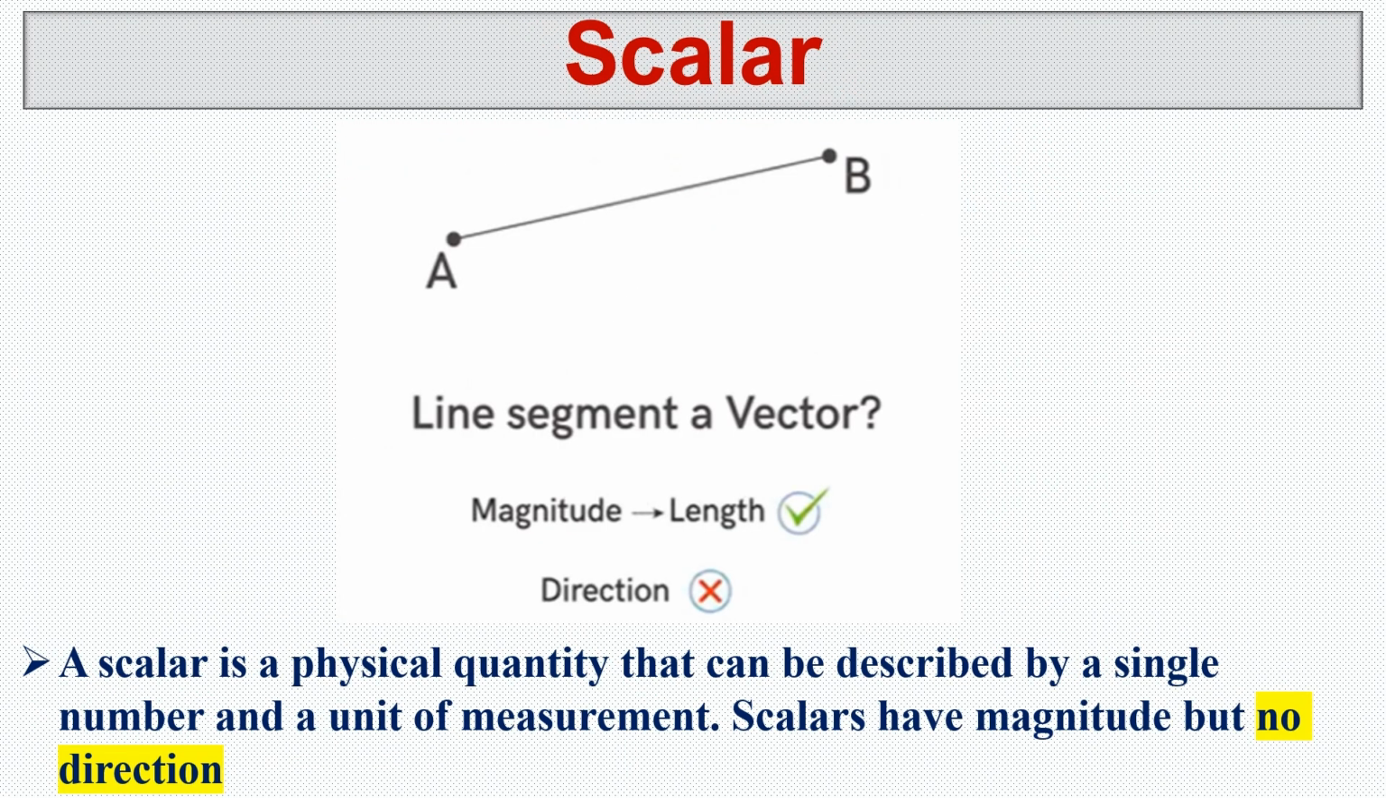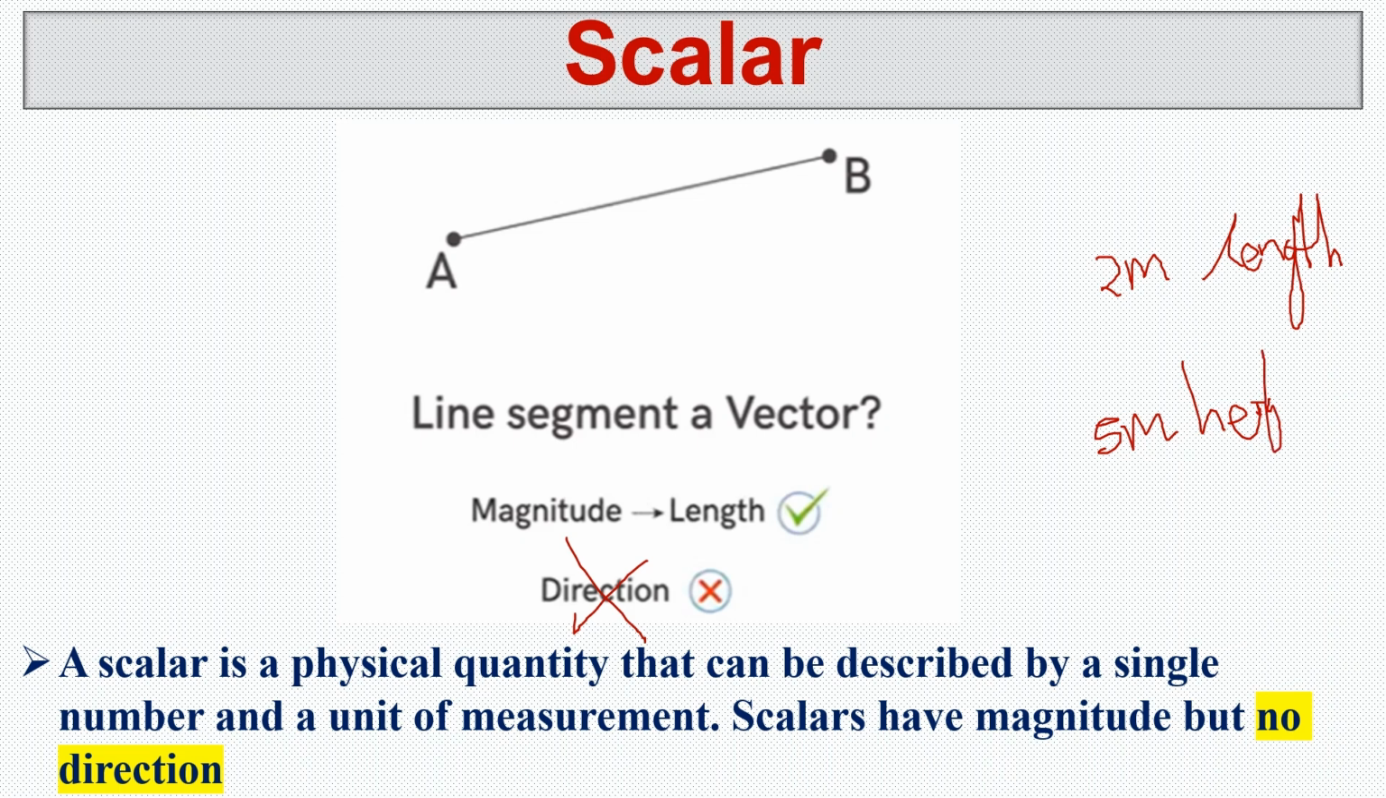If you want to understand vectors deeply, we need to understand what a scalar is. A scalar means a quantity that has only magnitude. There's no direction. So this is a scalar. A 2 meter length is a scalar. We are not telling the direction; we are just saying something is a 2 meter length, like a rope, or a 5 meter height. It is not a vector.